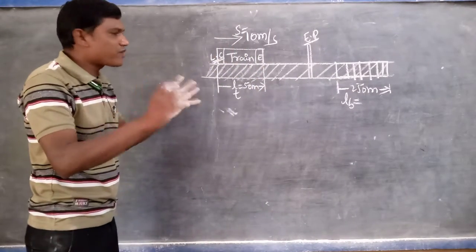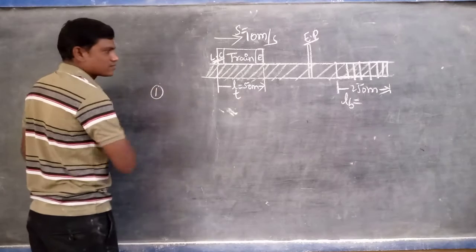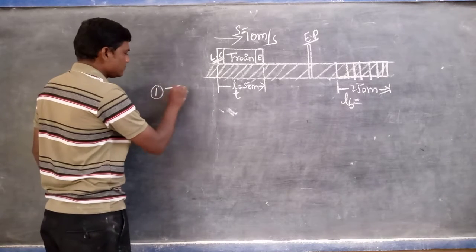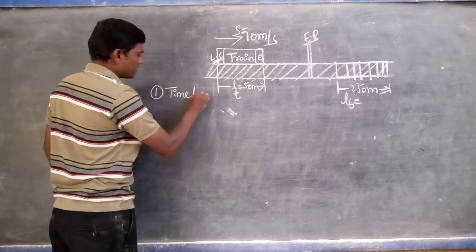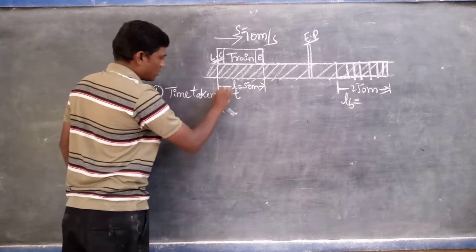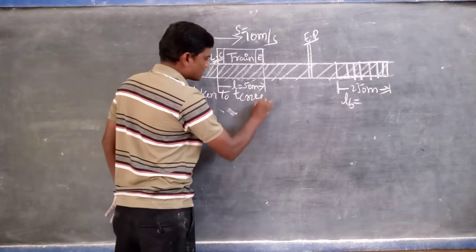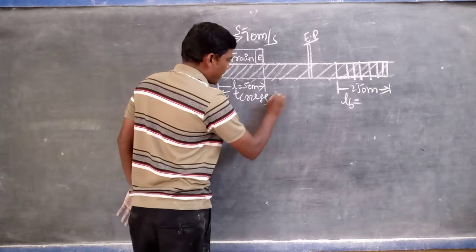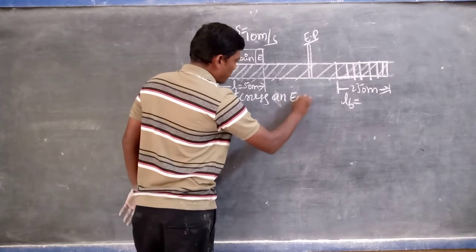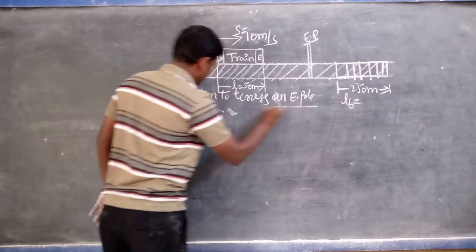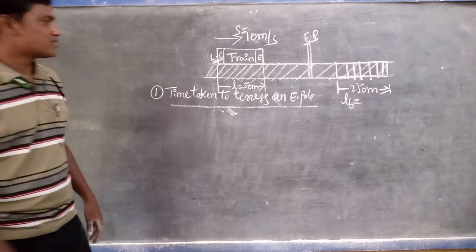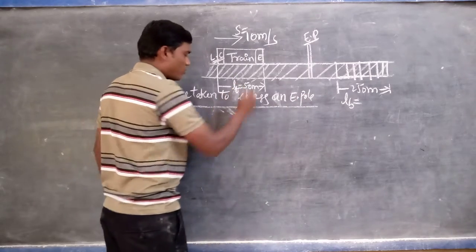That's why here you can find the two. Okay, first one is the time taken to cross an electrical pole. Time taken to cross an electrical pole.